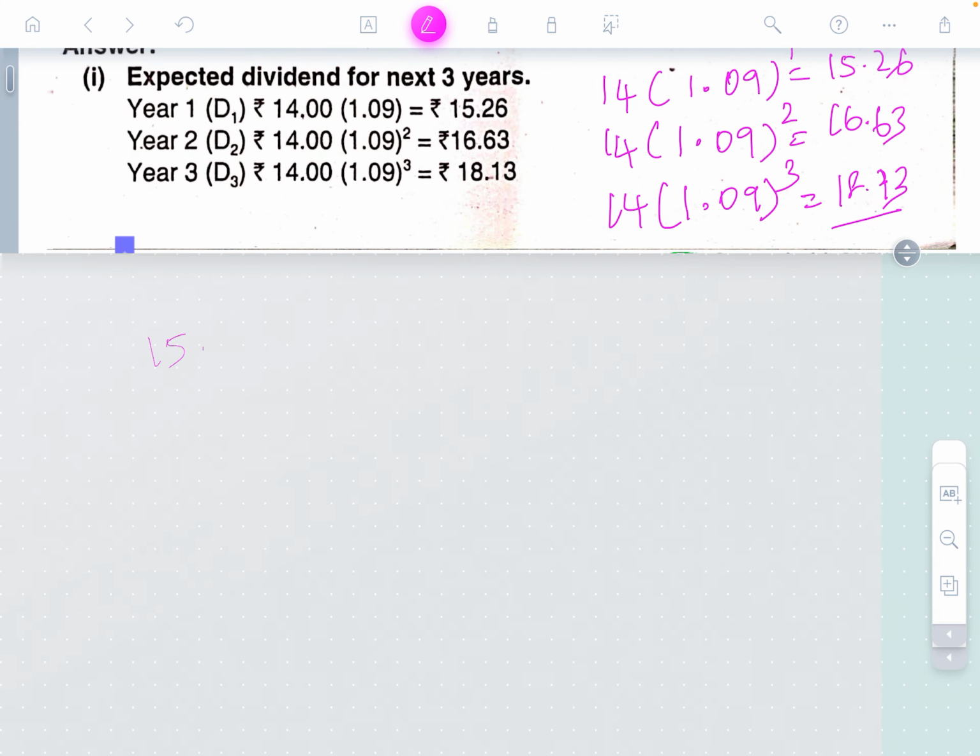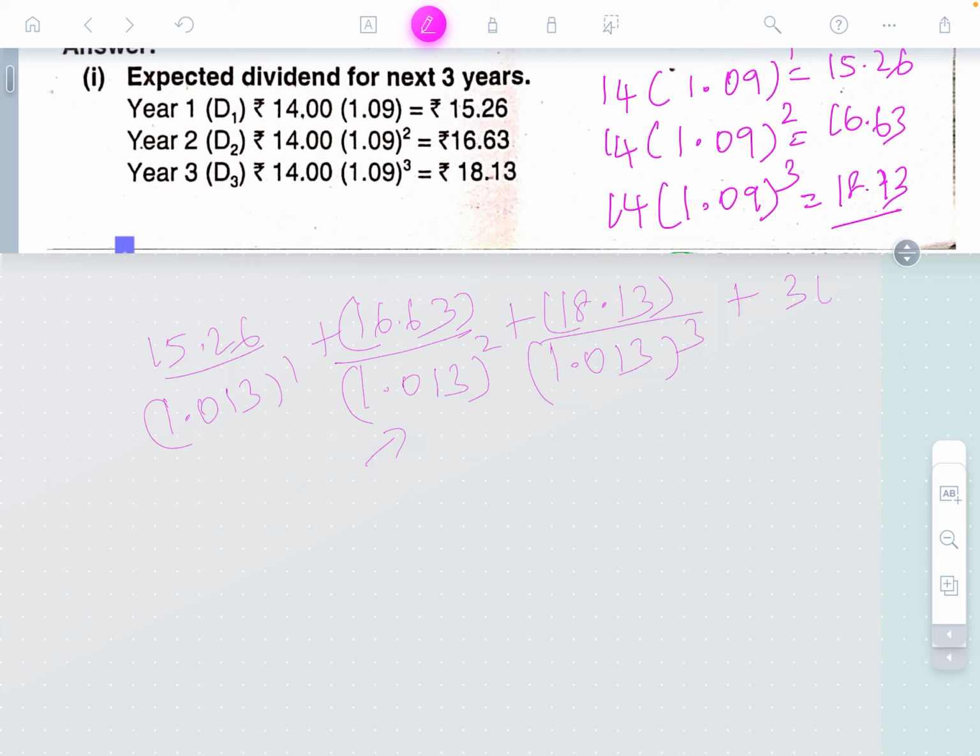I got 15.26. This is the dividend you get with the growth rate in the first period, plus 16.63, this is the second period, plus 18.13, it is the third period. So now I want to get the present value, dividing by 1.13, 1.13 squared, which is the required rate of return I require, and 1.13 cubed.